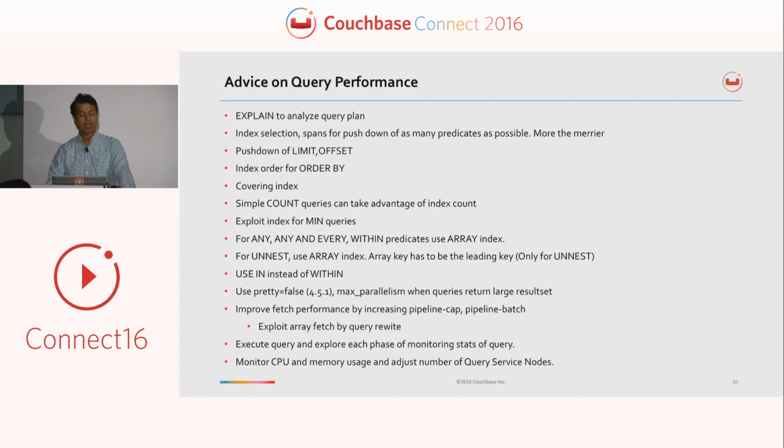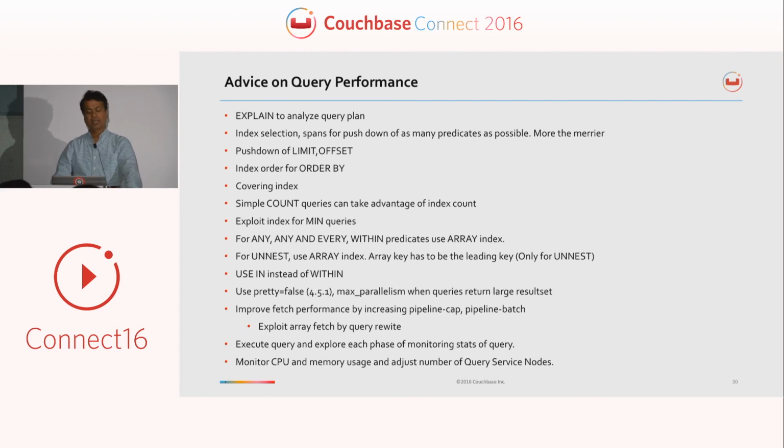Simple count aggregates are pushed down to the index scan, and the same thing with min aggregate as well. If you're using array indexes, what we support is ANY predicate, ANY and EVERY, and WITHIN predicates. So make sure that you get the explain, and that we are pushing down the predicates on your arrays to the array index.